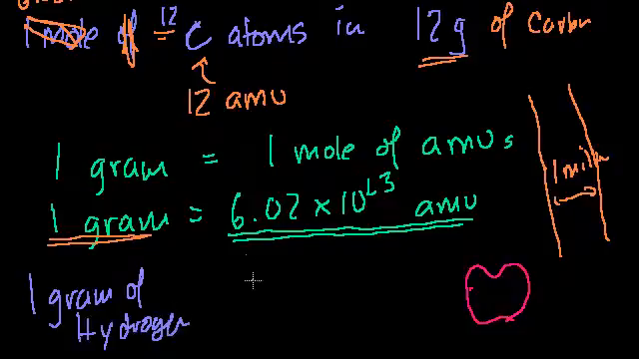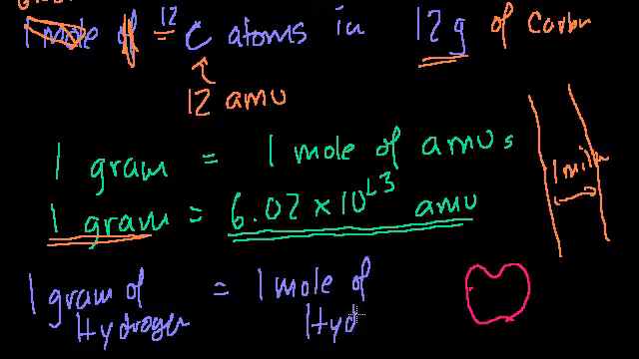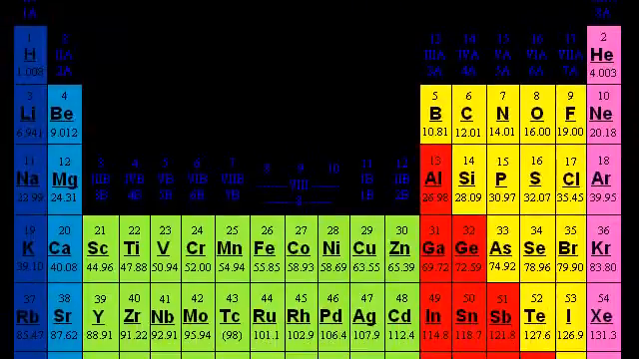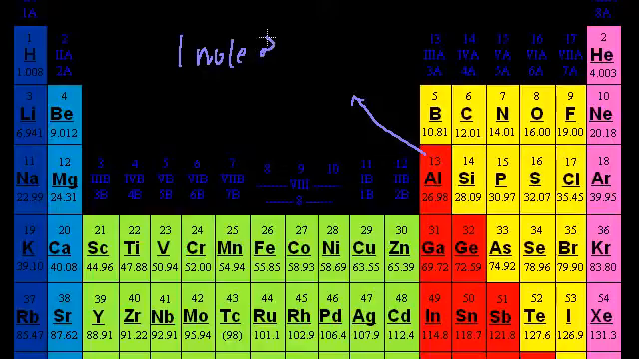If you have 1 gram of hydrogen, that means you have 1 mole of hydrogen. How do I know that? Because hydrogen's atomic mass number is 1. So in general, if you just take any element, what is the mass of, let me just pick, 1 mole of aluminum? 1 mole of aluminum.